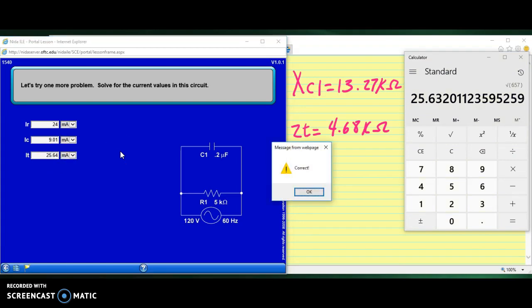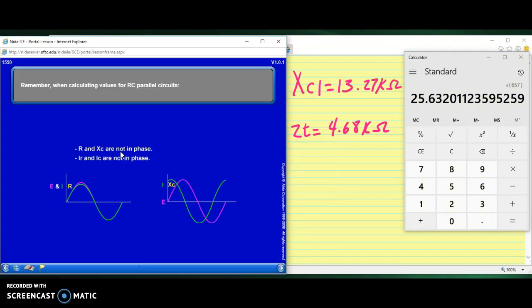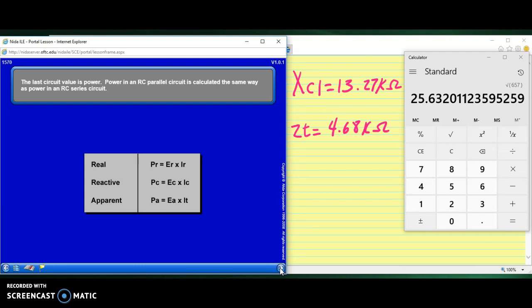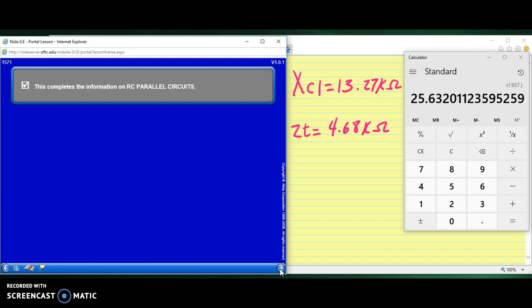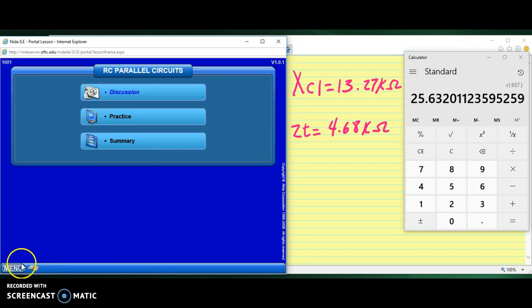So we're spot on. Just remember, when calculating values for RC parallel circuits, R and X of C are not in phase. IR and IC are not in phase, and that's why we have to do these fancy formulas to get it. And then we have power, and I'll let you read this slide on your own. So that's pretty well everything with RC parallel circuits. Hope this has been some help. There's some practice problems, your chance to shine, but if you hit a brick wall, as always, let us know. We'll be happy to help.